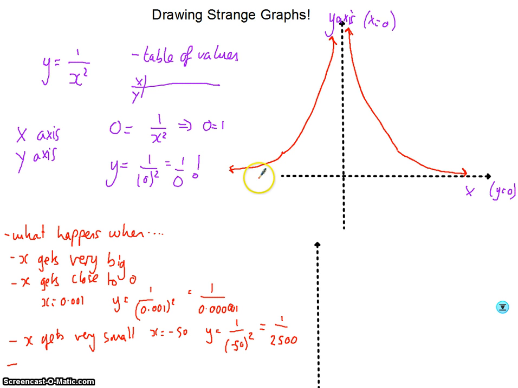So what have we done? Well, we've checked where it crosses the axes, and then we've said, right, well, what happens when x gets very big? What happens when x gets very, very negative? What happens when x is close to 0, when it's positive, and also when it's close to 0 but negative? So that's kind of like our new approach. And there we go. Let's have a look at another one then.